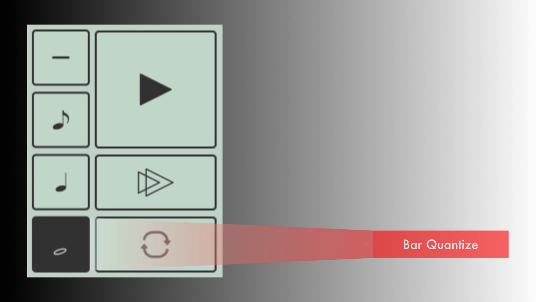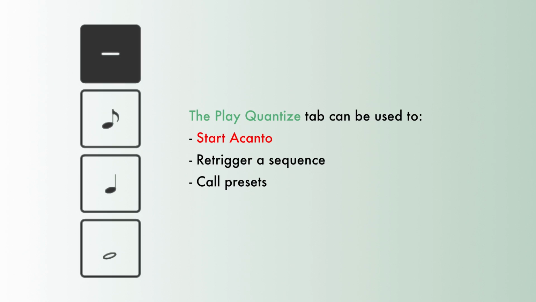This tab is actually a bit more sophisticated than what it shows at first glance. It behaves differently depending if you are starting a sequence from scratch, retriggering a sequence, which is what we're discussing now, or calling another preset. Let's look at these different instances one by one.